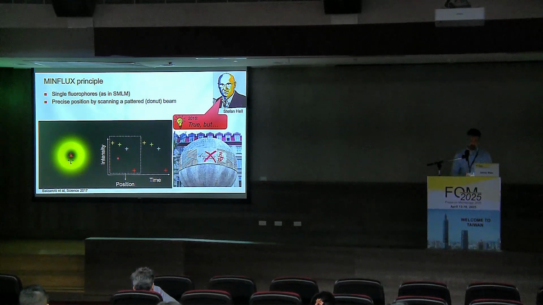We measure the intensity, and from this we get the position of the single fluorophores. So what's the error we make here? In MINFLUX, the localization error is given by this equation here. L is the size of the scan pattern, and down here you have, again, square root of n.